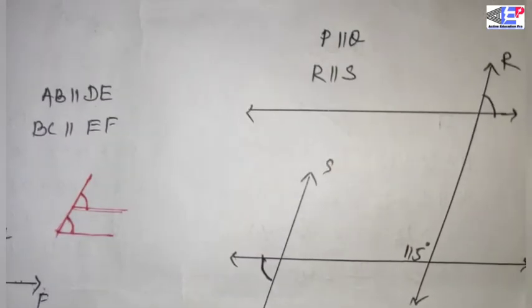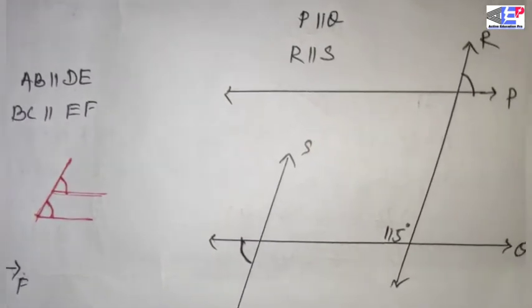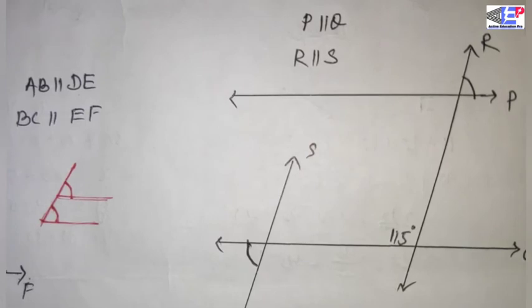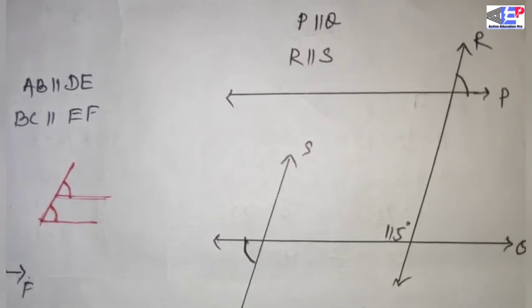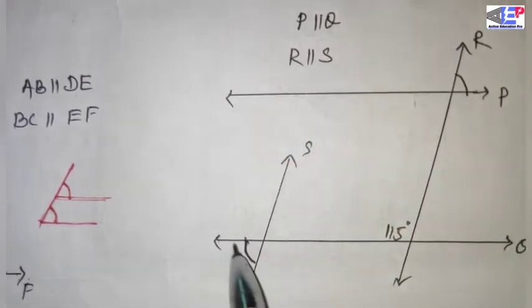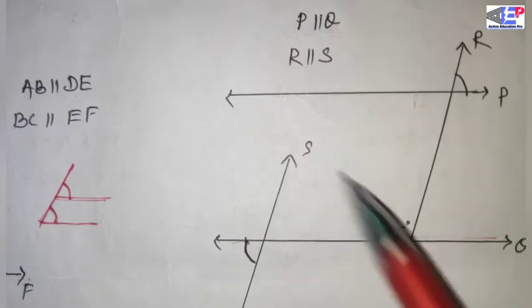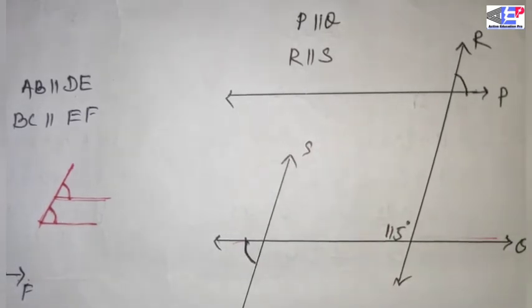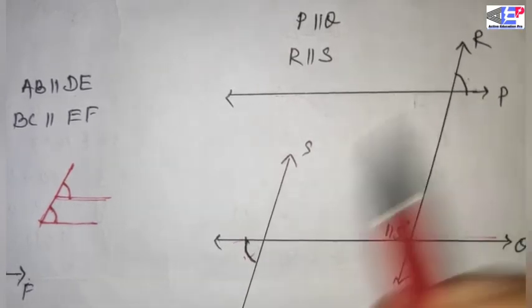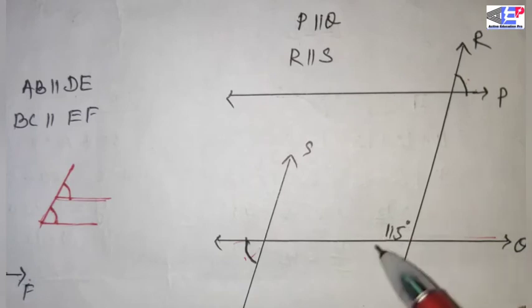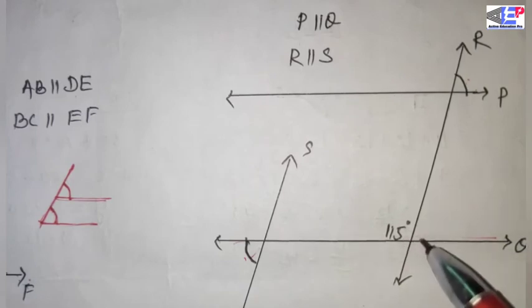Look here. There are also two pairs of parallel lines. One is P parallel to Q and another one is R parallel to S. Look here, where is P? This P is parallel to Q and this R is parallel to S. Now the question asks us to find this angle and this angle, both marked angles, and here one angle is given to us. This is 115 degrees.